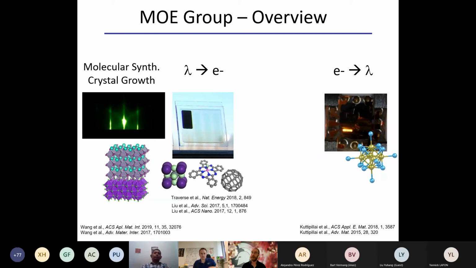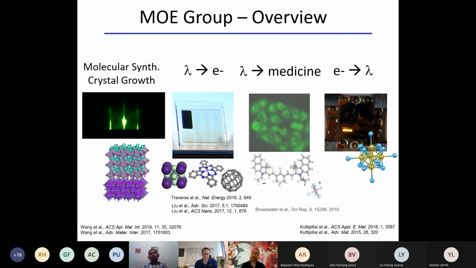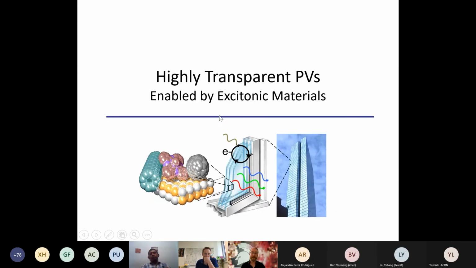We do a lot of work in light-emitting diodes, both OLEDs, as well as next-gen nanocluster-based phosphorescent LEDs. And we've started to branch into new fields where we convert light into various kinds of medicine via photodynamic therapy. But the thing that we spend the most time on and are probably most well known for is this transparent PV work, and that's what I'm going to focus on today.